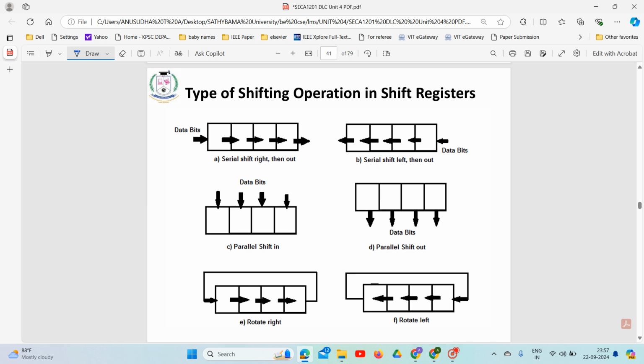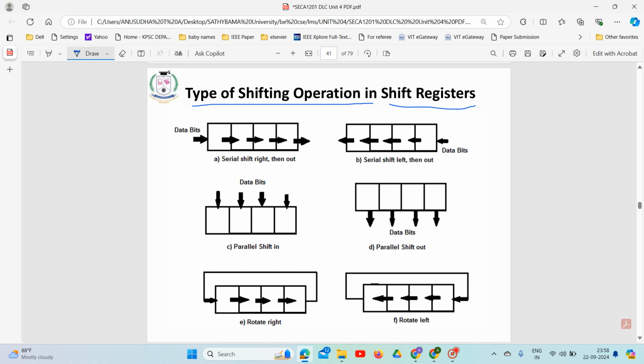Hello students, in this video we are going to discuss different types of shift registers. Especially in this slide, we are going to discuss the types of shifting operation in shift registers. We have different types of operation in the shift register, related to whether it is a right shift or left shift. We will discuss in detail how it is shifting.